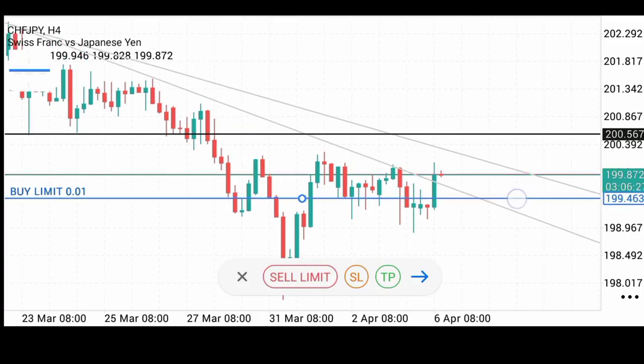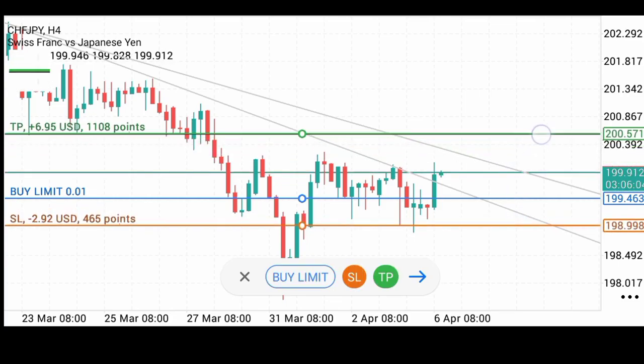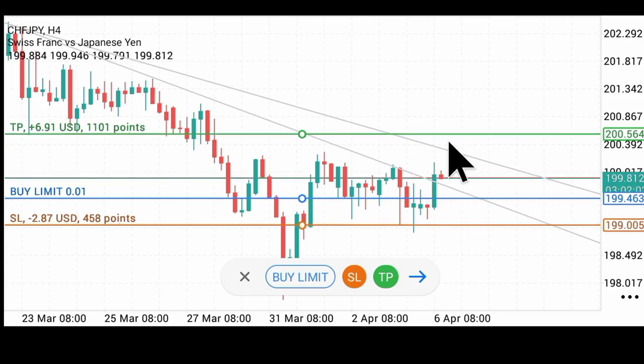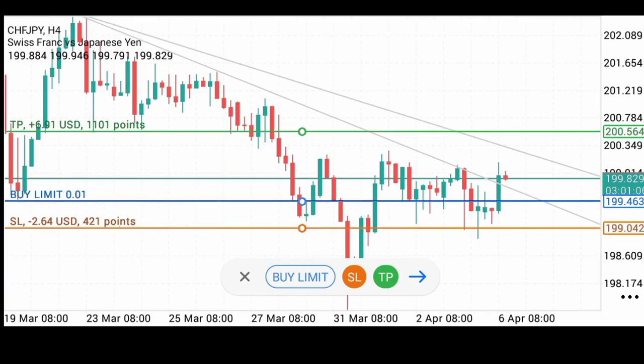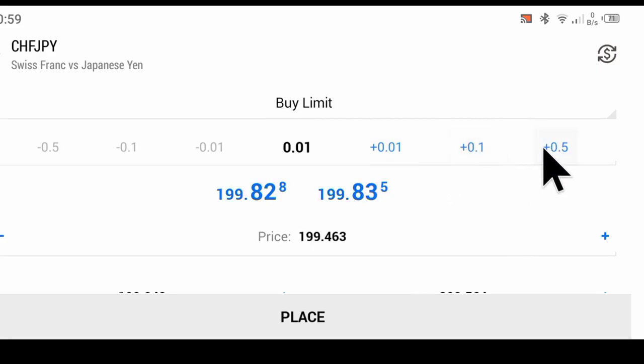This is what you're going to do. You buy from this point, so you put your stop loss just below that key level, and then you take your profit right here. You buy off a support and sell off a resistance. So though this is a downtrend, we are seeing bullish momentum. So if you're okay with this, just click this arrow. You can change the lot size to whatever you're trading. So let's say you want to trade 0.1, you can place 0.1 and then click on place.